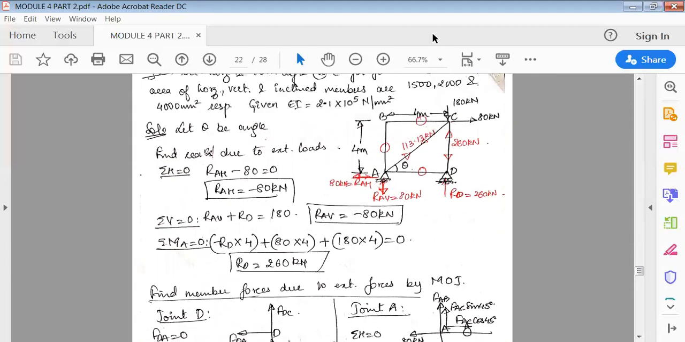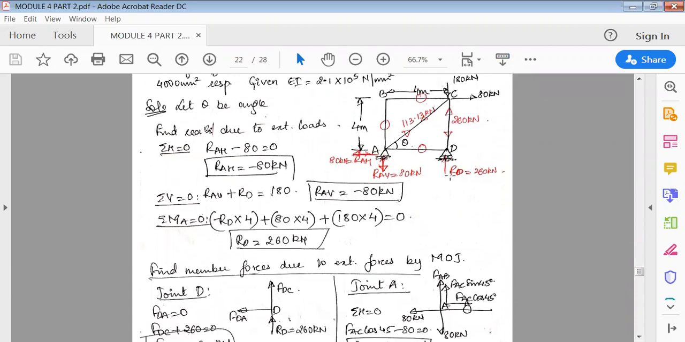So first let us consider a joint. You can start from either joint A or joint D. We cannot start with joint A because there are three unknown forces here. Whenever there are three unknown forces, you cannot solve it. You should always pick a joint in such a way that there are only two unknown forces, because these can be found using summation H is equal to 0 and summation V is equal to 0. So we'll choose joint D.